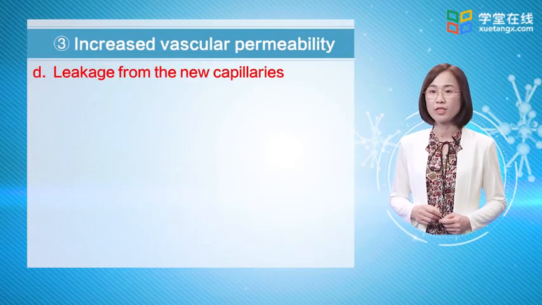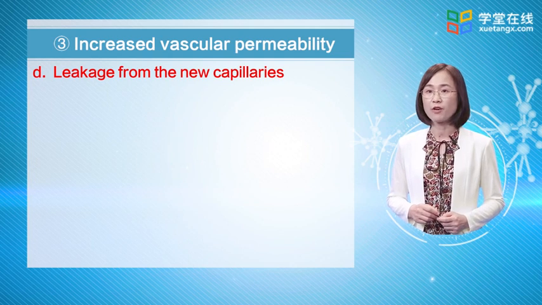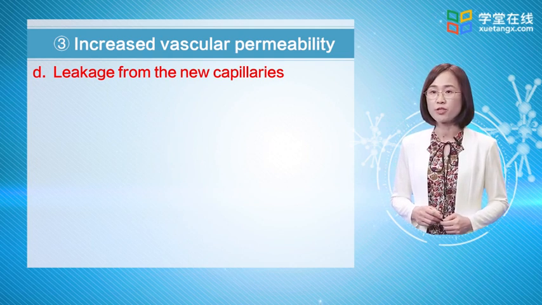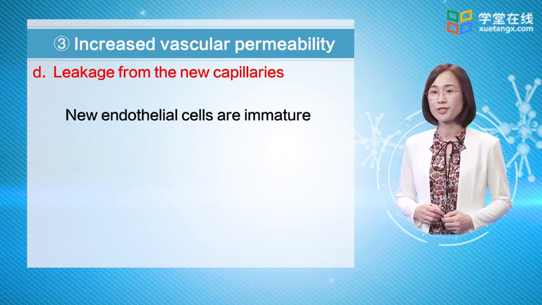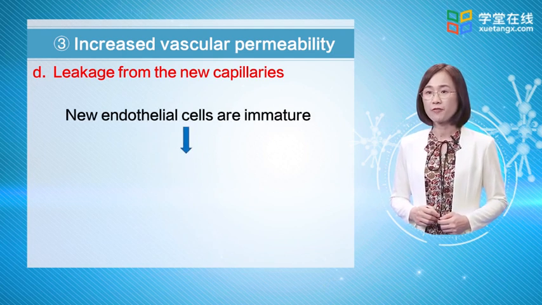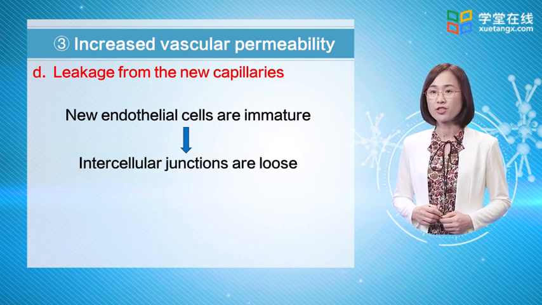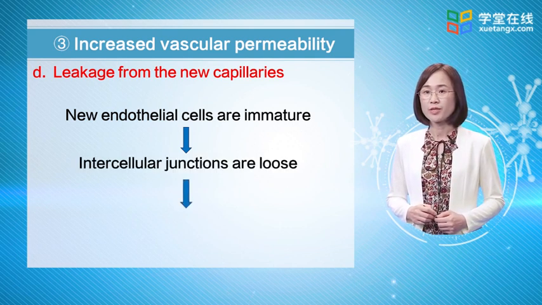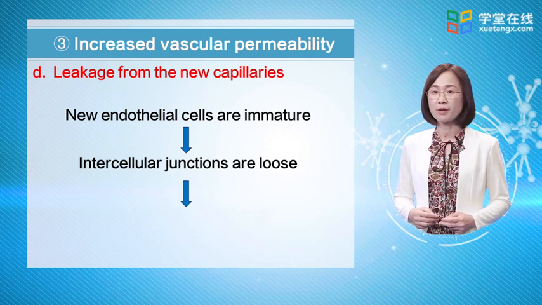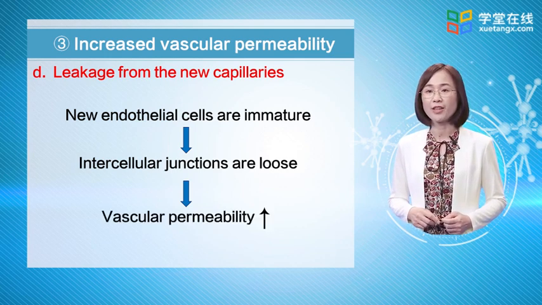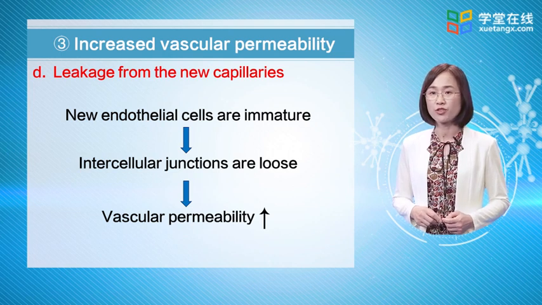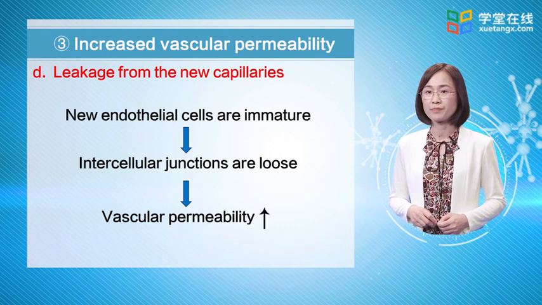Lastly, we have leakage from the new capillaries formed during the inflammatory reaction. The endothelial cells of the new capillaries are immature, therefore their intercellular junctions are loose, resulting in increased vascular permeability. This remains until proliferating endothelial cells mature sufficiently to form tight intercellular junctions.